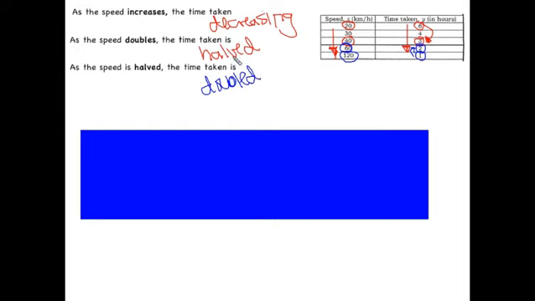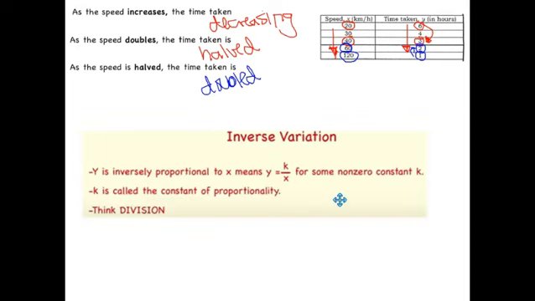This one is inversely related to each other. So we would say that this is an inverse variation. As one goes up, notice how our speed increased, it looks like our time decreased.